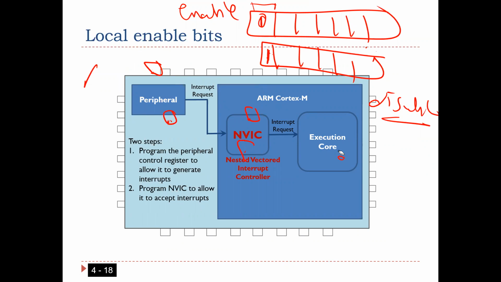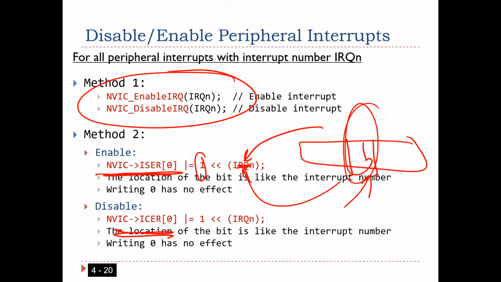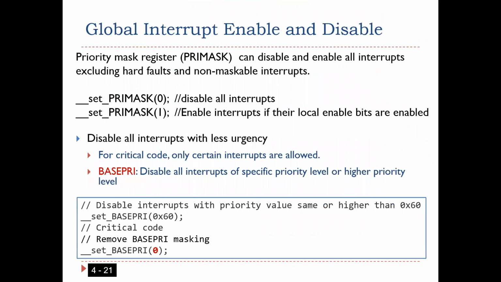I almost finished. Okay. The last thing I have here is, you told us there is some kind of global. So what I explained right now is individual. I can enable or disable one source, one by one. Sometimes I need to disable all sources or a number of sources. How can you do that? Very simple. We have this register, the priority mask register. If you just call this function and you send 0, you are going to disable all interrupts. If you put 1, you are going to enable all interrupts.